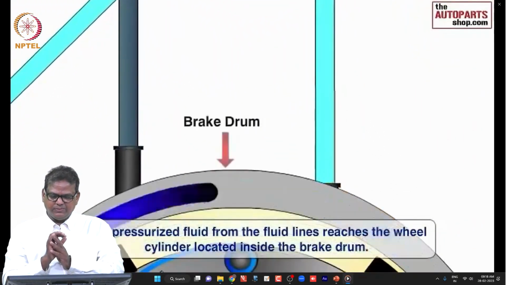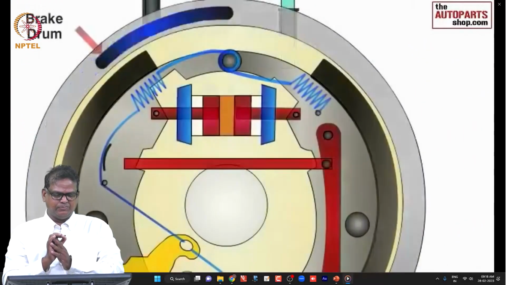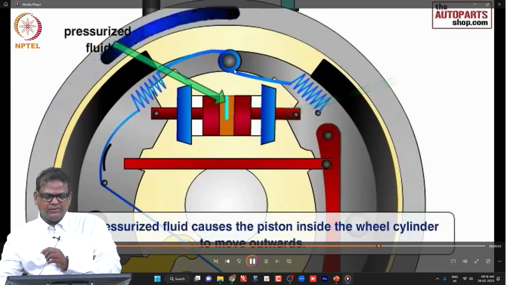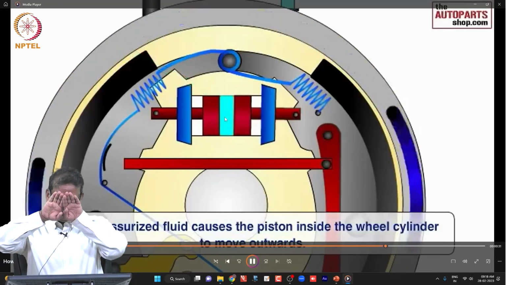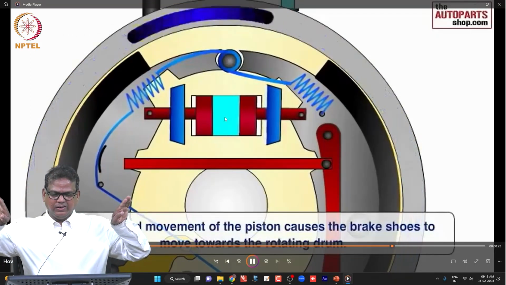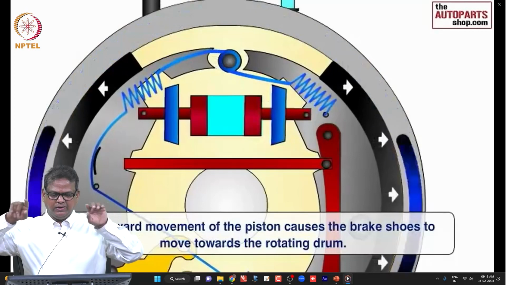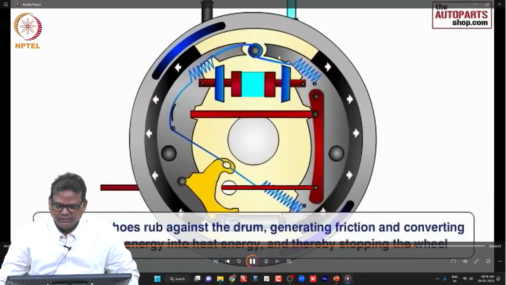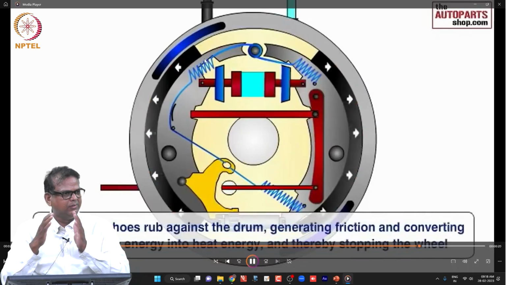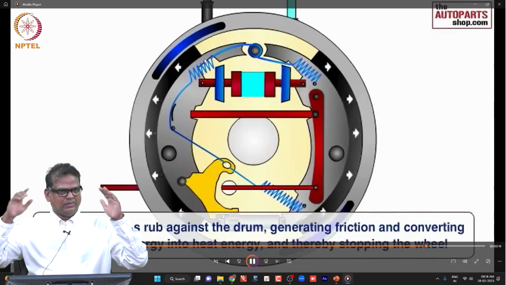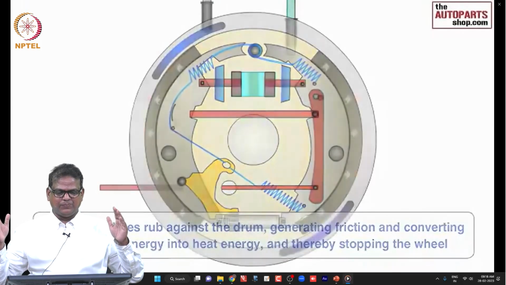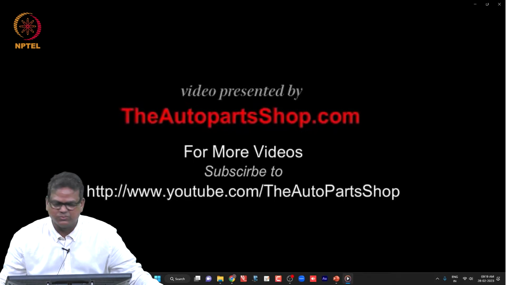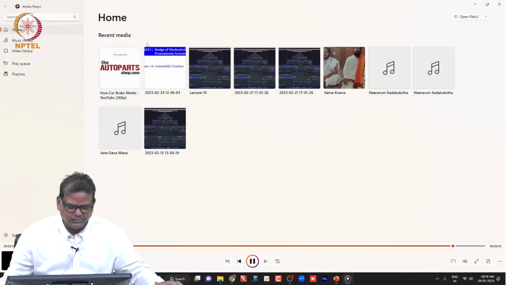And if you look at the drum brake system, this is called the wheel cylinder. The brake fluid goes in and applies force through the pistons in both directions, such that the force is applied onto the braking shoes. This is called the brake shoe, which makes contact with the rotating drum and stops the vehicle. So this is how the disc as well as drum brakes work.